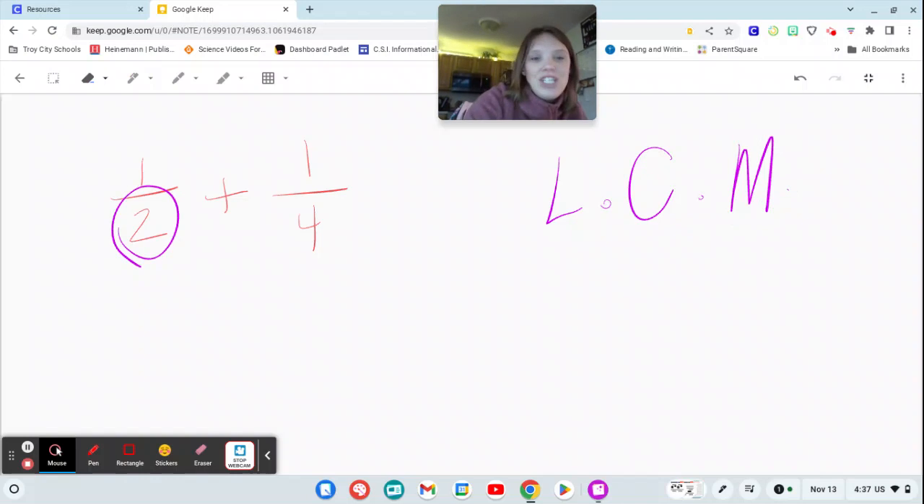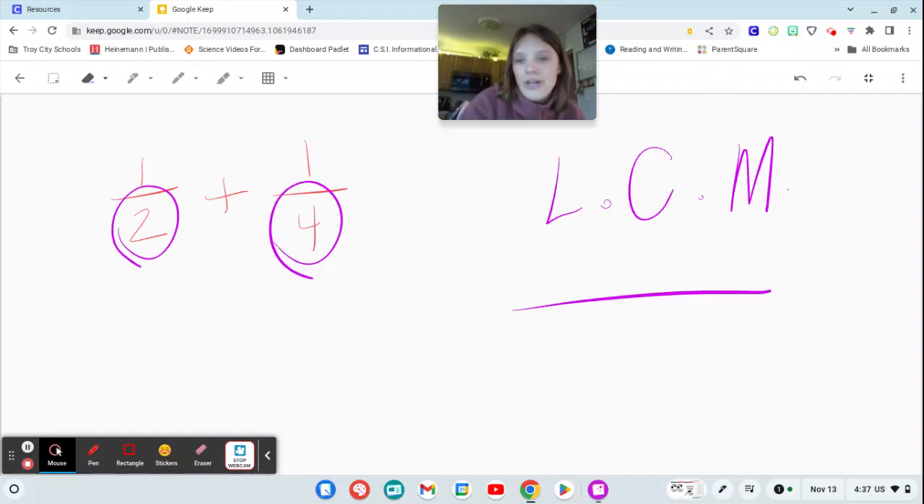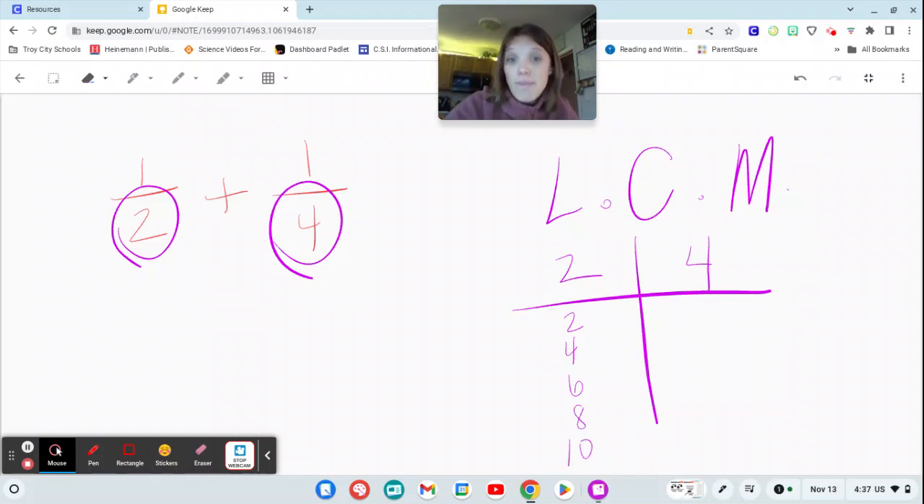So what you'll do is you'll take your units or your denominators, and you'll want to list the multiples of them until you find one that they have in common. So for example, we can list 2, 4, 6, 8, 10, and so on. When I count my multiples of 4, I'm going to stop at the first number that it has in common with the number 2. So if I skip count by 4s, I have 4. Oh, I want to stop right there. I'm stopping here because I have a 4 in common.